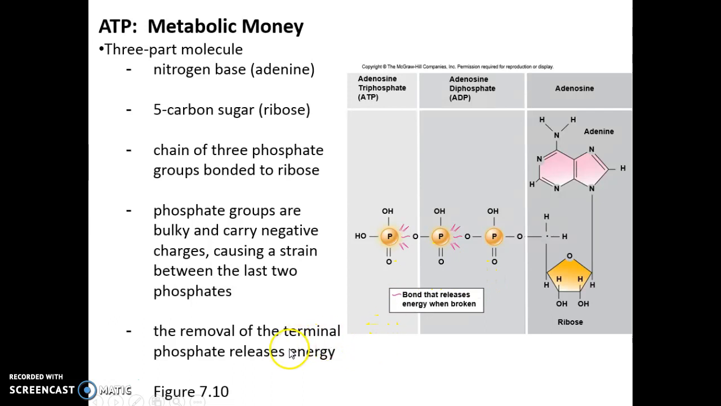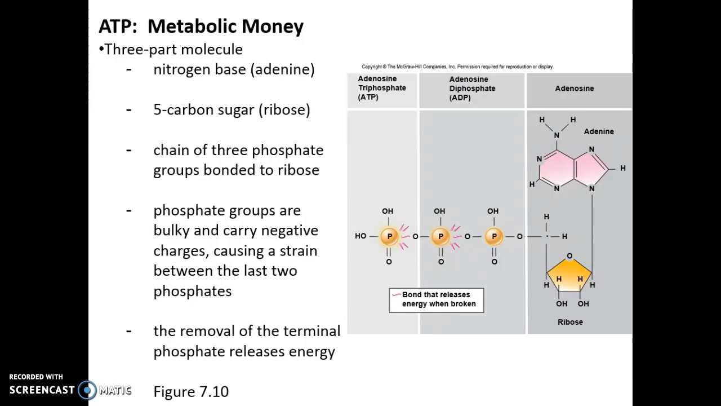And the removal of the outermost or terminal phosphate releases energy, and that's what you have here with these little symbols. So when that phosphate jumps off, the energy that is stored between the bonds connecting these molecules is released. And the cell can then utilize that energy. That's actually the end of section 7.2. So it's relatively short, just those two major ideas or topics of redox reactions and ATP.